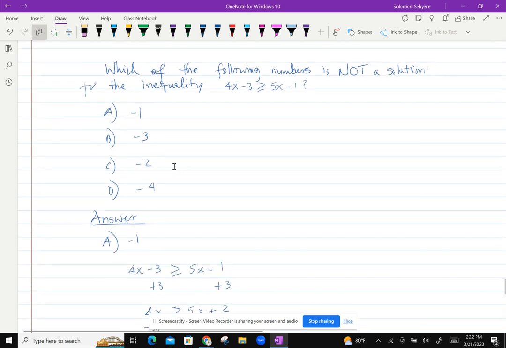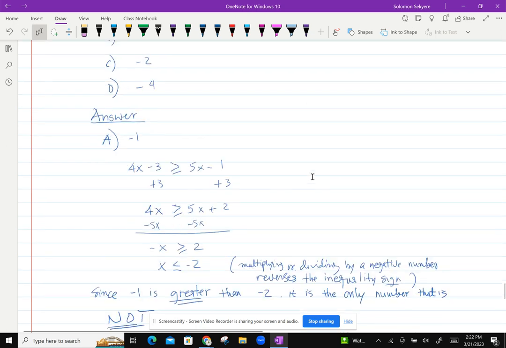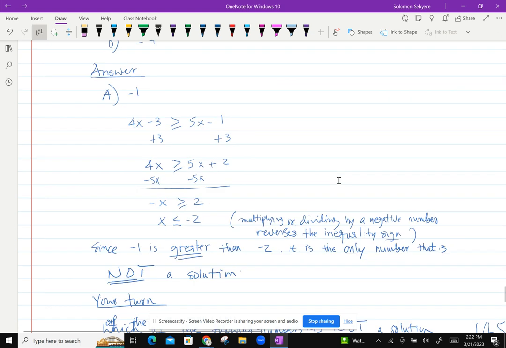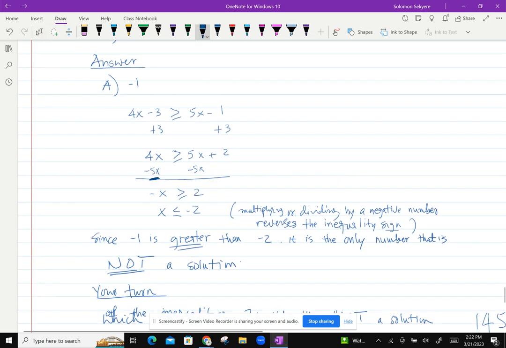Okay, what about this one here? Which of the following numbers is not a solution to the inequality x minus 3 greater than or equal to 5x minus 1? We solve this like one-variable equations with variables on both sides. We added 3 to both sides, and we subtracted 5x, so we grouped our variable to the left. So we have negative x is greater than or equal to 2. But we are interested in x, so we divide through by negative 1.